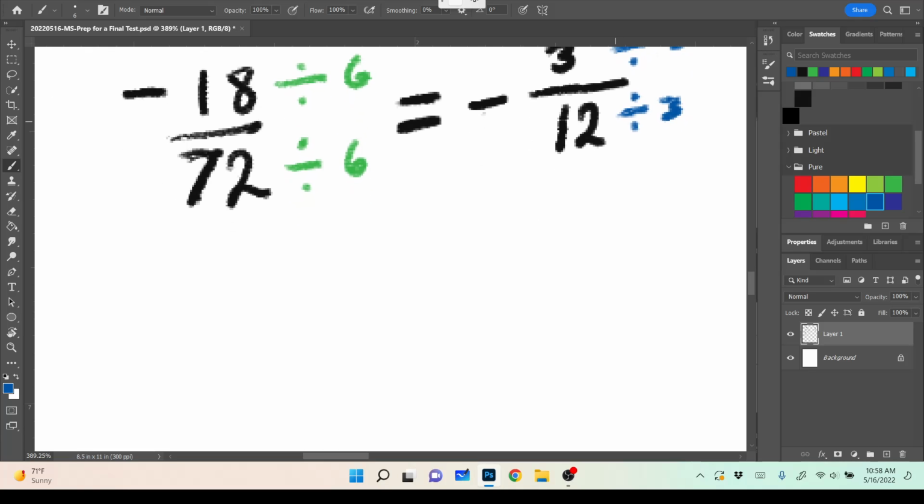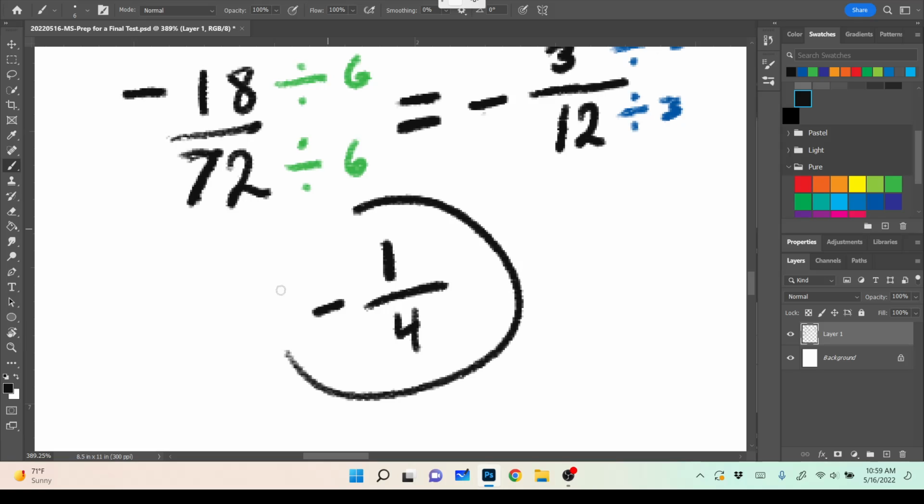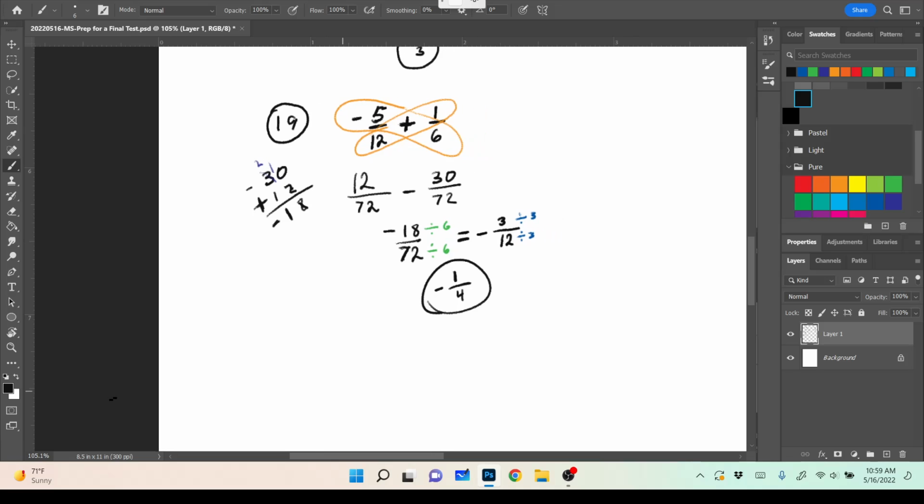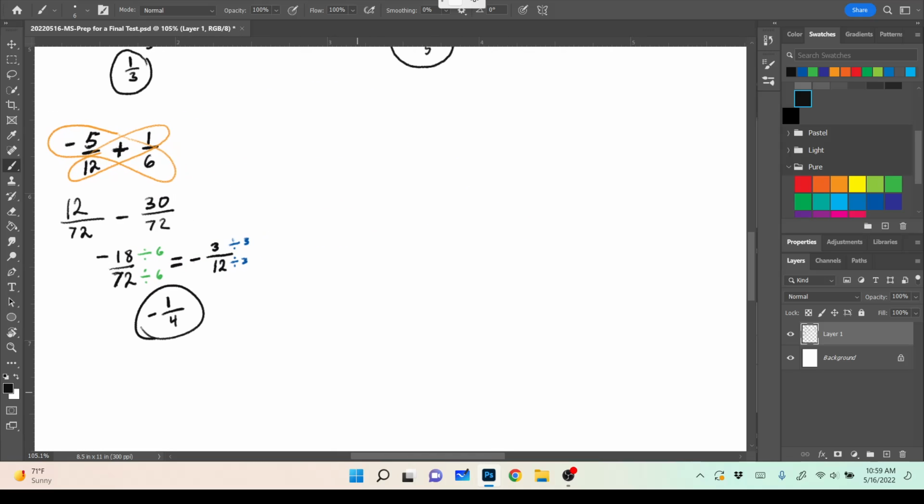What's 3 divided by 3? 12 divided by 3. That'd be 12 divided by 2. Thank you. Blapo. Next section will look like this.